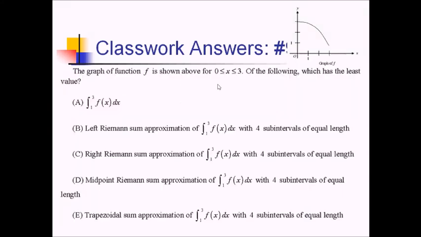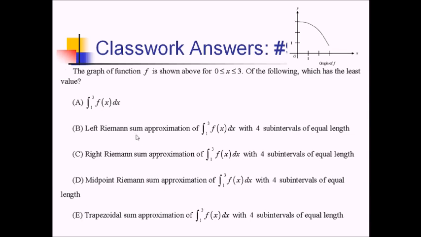For this problem, we have a graph of a function shown from 0 to 3, and we want to know which of the following has the least value. So key things to pick up on with this graph is that we have a decreasing function that is concave down. Because we're talking about all different types of RAM and trapezoidal sum, so that always depends on whether you're increasing, decreasing, and concave up or down.